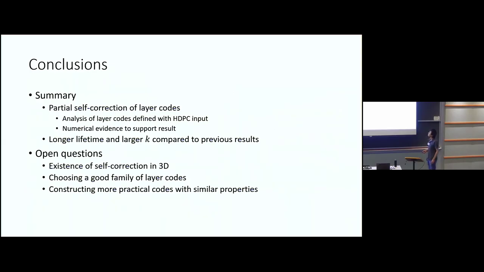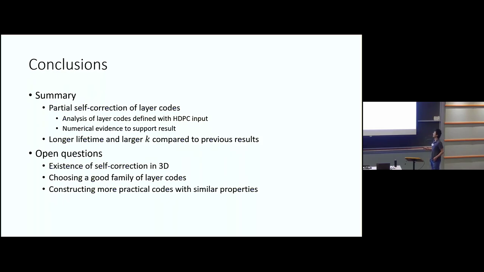Okay, so just to sum up, we proved partial self-correction for layer codes, and we did this with HDPC input, and also with LDPC input. We have some numerics to support this result, and these layer codes actually support longer lifetime. Also, one thing that I didn't emphasize that much is that we can encode a larger number of logical qubits compared to the previous constructions. We can go up to L or L over log L qubits, compared to previously where it was mostly constant.